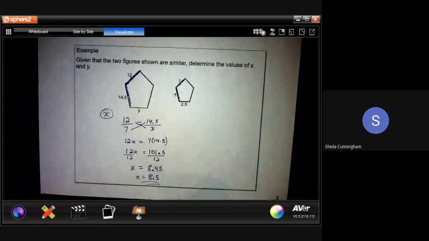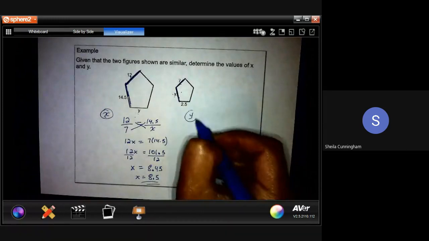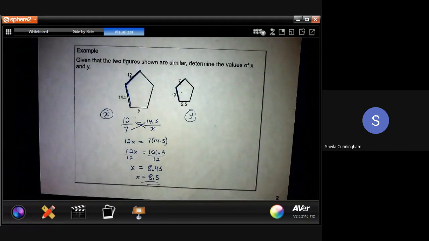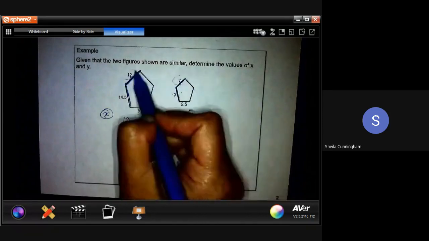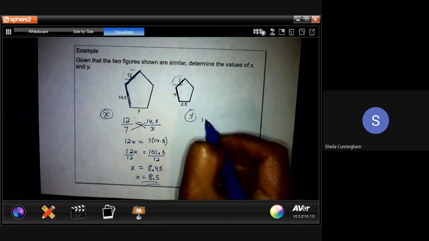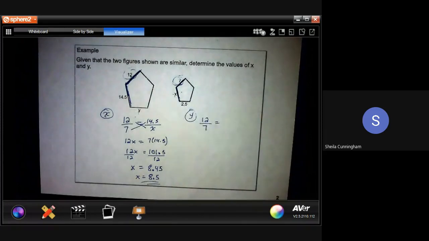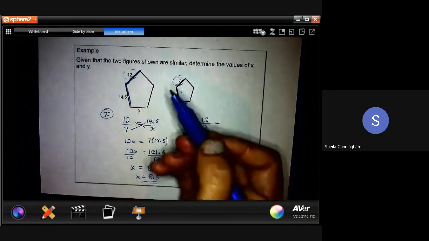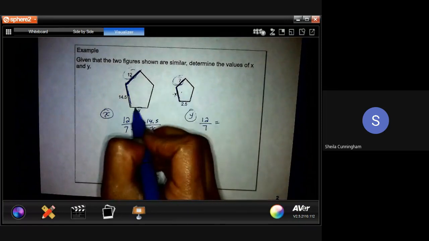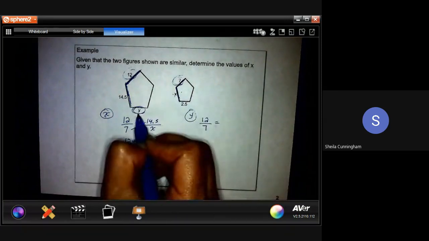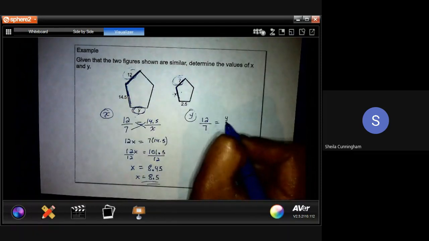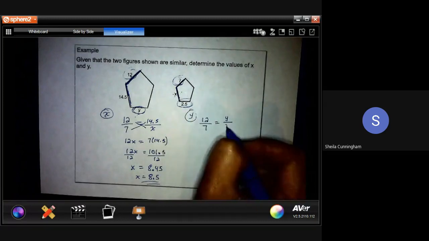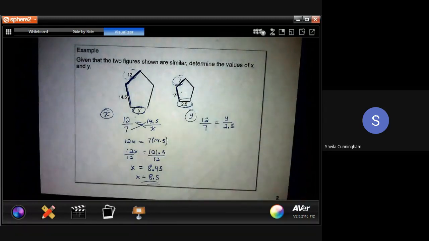So all we did here, though, is just found out what X is. So now what I want to do is create a proportion this time that I'm able to use and include Y in. So same thing, I'm going to use the for sure side that I have both values for. So 12 over 7, I'm going to use those corresponding sides. And then this time, instead of using the X, I'm going to use the Y and its corresponding side. So the Y, since it's over in this first shape, I'm going to put the Y on top, and it corresponds to the 2.5 in the other one.